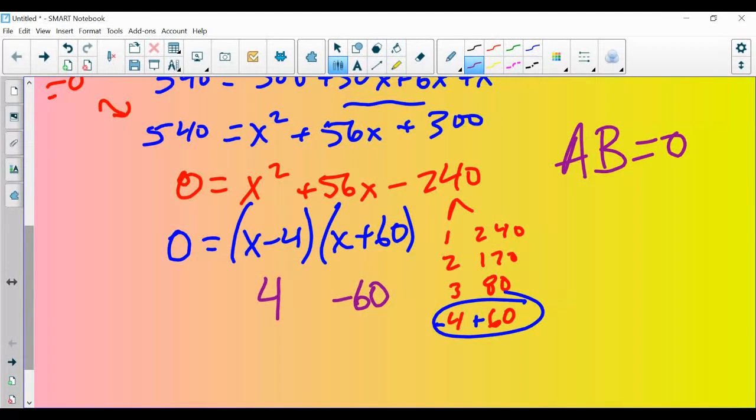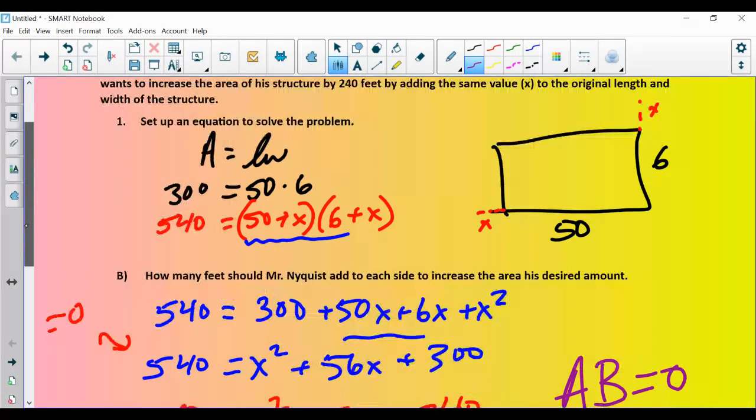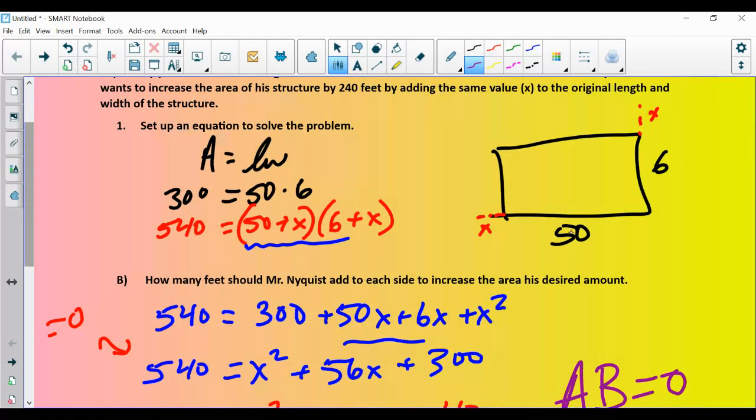Now, one of these numbers makes a whole lot of sense to add to x, and one of them doesn't make any sense whatsoever, right? Because that's what x is, to add to the length and to the width. We could take away 60, but it doesn't make any sense, right? That doesn't make our area 240 bigger. So really what it's going to be is we're going to add 4 to the length and 4 to the width, making our new structure a 54 by 10 structure.